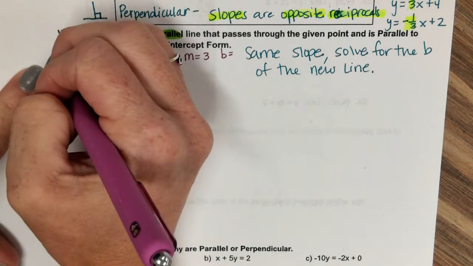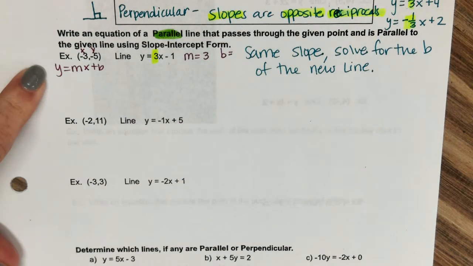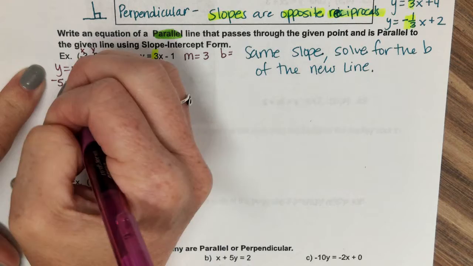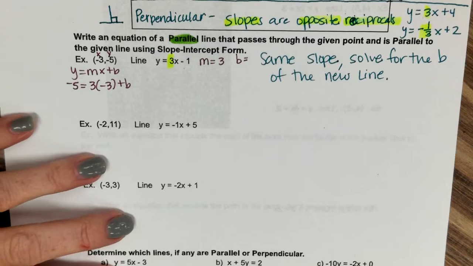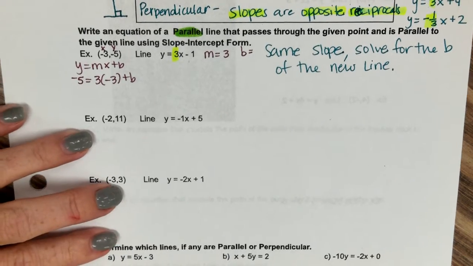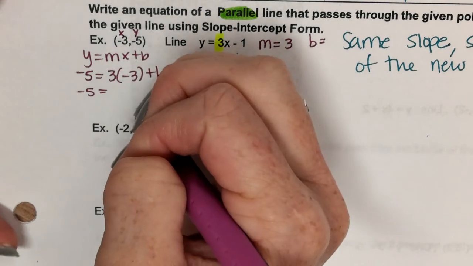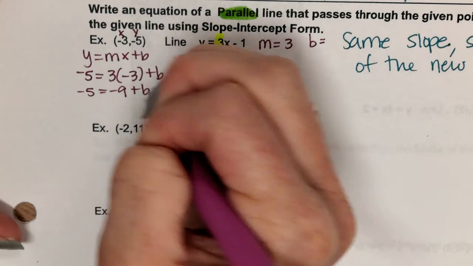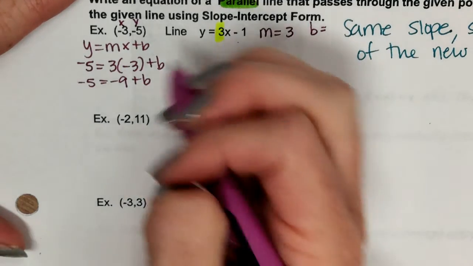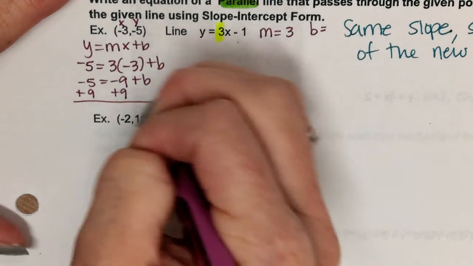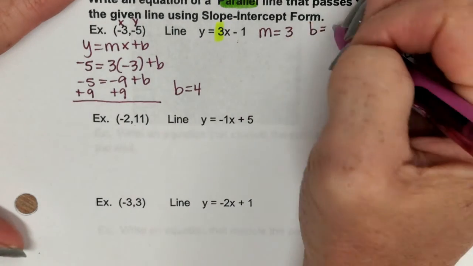Yes, so I'm going to do y equals mx plus b. This is my x, this is my y, and 3 is my m. So I'm going to write -5 equals 3 times -3 plus b. All right, -5 equals 3 times -3 is -9 plus b. How do I get rid of the -9? Plus 9. And I have b equals, and -5 plus 9 is 4. So my b is 4.